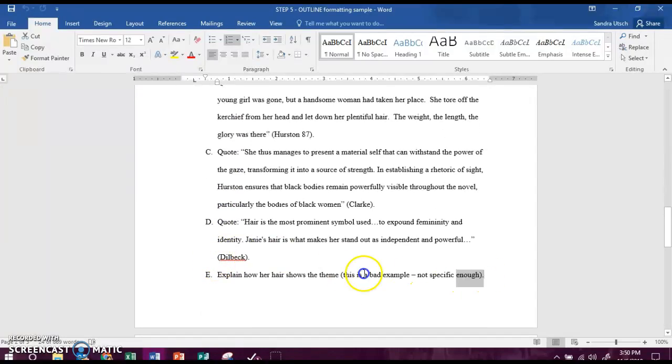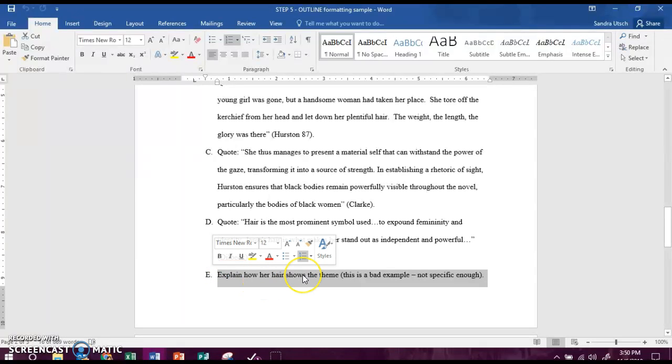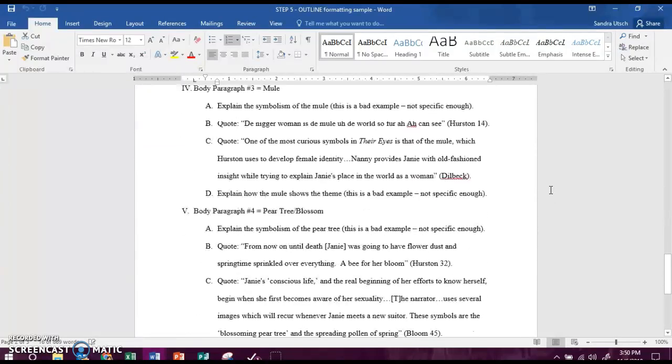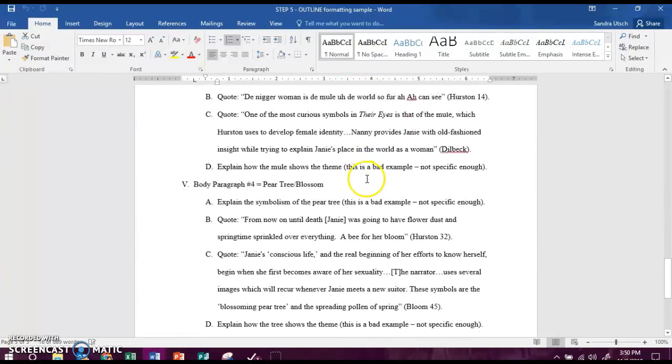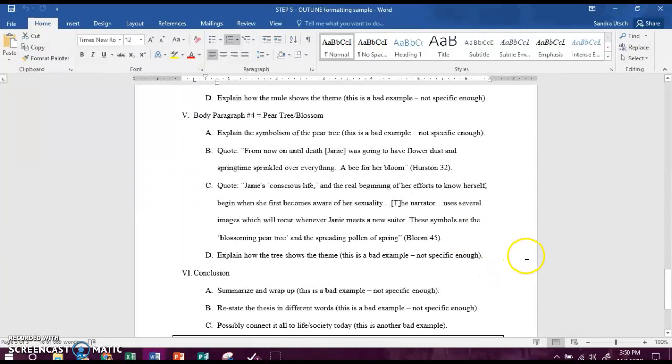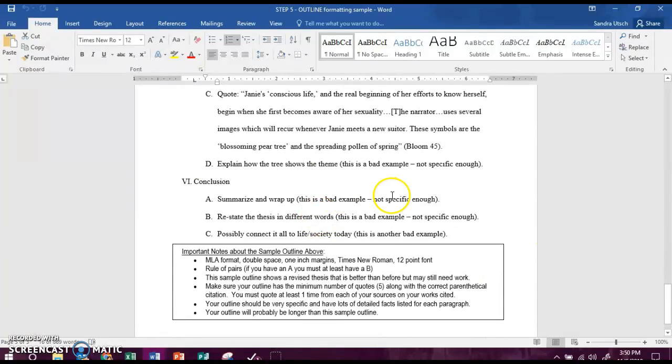Here's another thing. This is a bad example. In fact, we've said that in the outline. So my letter E says, "explain how her hair shows the theme." All right. That's not what we want you to be doing. We want you to actually be doing that explaining. How does her hair fit the theme? That explanation should be in your outline. Your outline should not include just this little label. This outline is just for formatting purposes. All right. And it just continues on. You can look at it. This one is very light on the explanation. It's very quote heavy. But it at least shows you what it would look like when it's done.